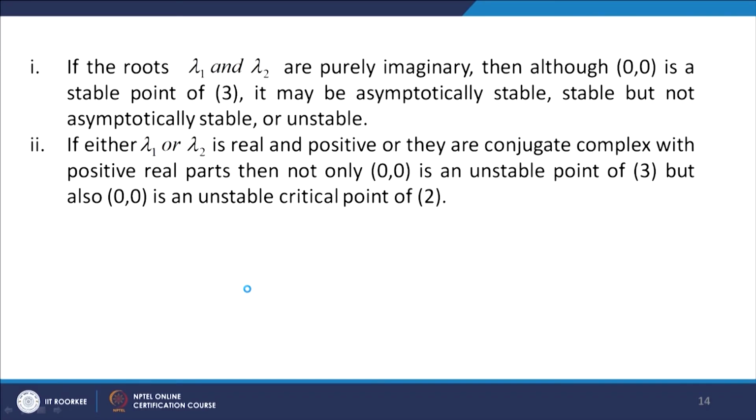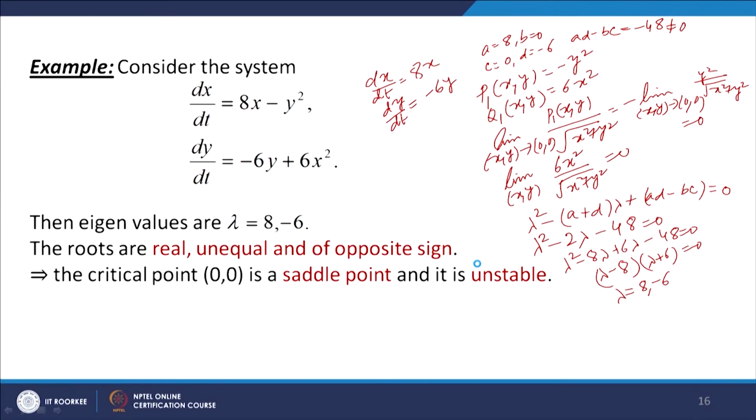Here, if either lambda 1 or lambda 2 is real and positive, or they are conjugate complex with positive real part, then not only is (0, 0) an unstable point of 3, but also (0, 0) is an unstable critical point of 2. So, here we have seen lambda 1 is equal to 8, lambda 2 equal to minus 6. So, one of the two eigenvalues is real and positive, and therefore, (0, 0) is an unstable critical point of 2, an unstable point of this equation system. So, this is unstable.